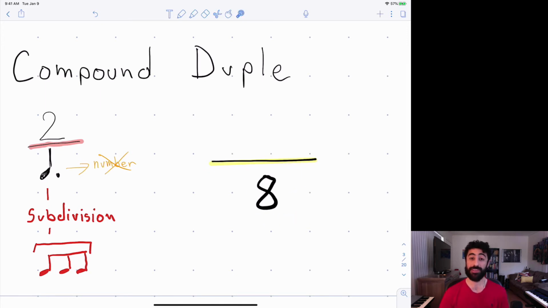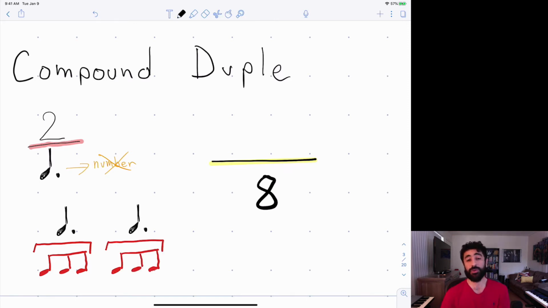Now, to figure out the top number, since this Platonic time signature is telling us that each measure is going to have 2 dotted quarter notes, then I can just do the math. If there are 2 dotted quarter notes and each one is subdivided into 3 8th notes, then at the end, the total amount of 8th notes that I have is 6. And that is where the top number of a compound time signature comes from.